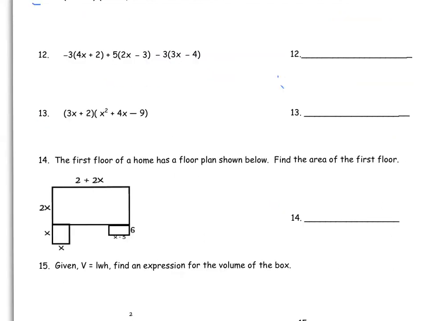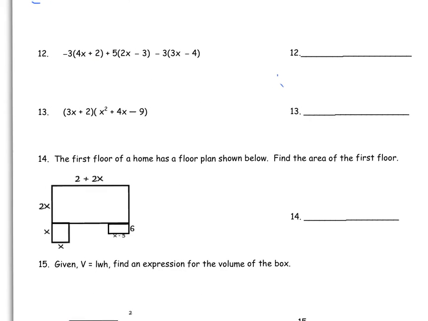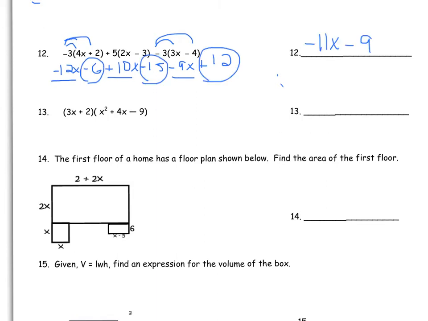12 is a little bit more tedious because you have to do the distributive property before you combine like terms. So negative 12x minus 6 plus 10x minus 15. And then this, remember, is a negative, so it's negative 9x plus 12. And now we can look for our like terms. All right, after combining like terms, I ended up getting negative 11x minus 9.